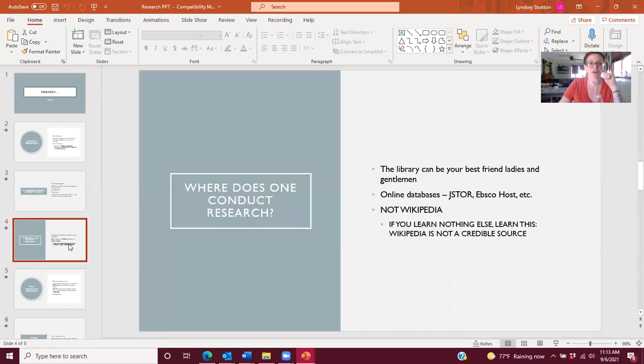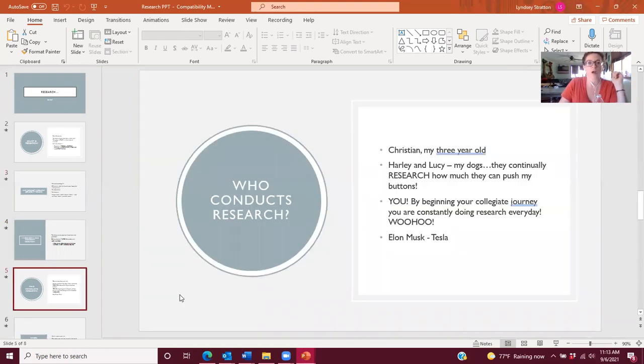Where do you do this? The library, online databases, not Wikipedia. Wikipedia can be edited by anybody. It can have anything on it, so it is not a credible source. There are one too many hands in the pot, so to speak. So anything but Wikipedia is fine. Who is doing it? My child, my dogs, you, because you're going to be looking for things for your research papers. Elon Musk, Tesla, anybody, everybody.